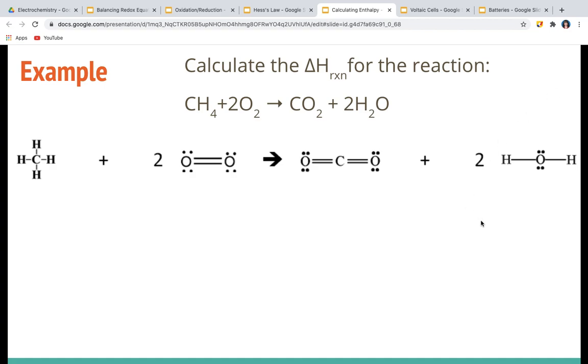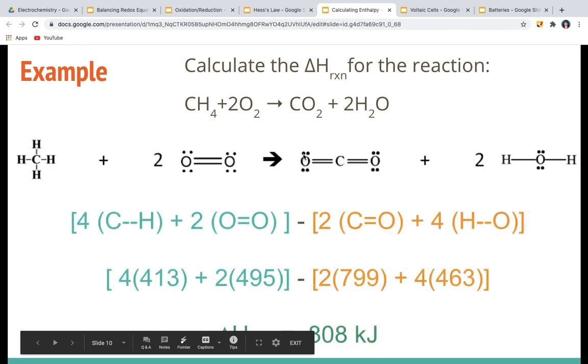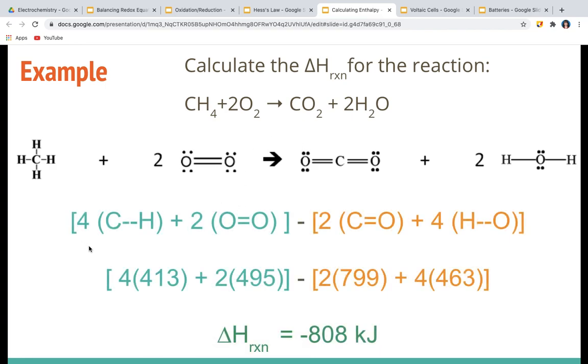Okay? So remember, we're going to do bonds broken. So the bonds that have to be broken are on the reactant side. And then we're going to subtract from it bonds formed. So here's what the work looks like. We have 4 CH bonds that end up getting broken and 2 oxygen-oxygen double bonds that are broken. We're going to subtract from that 2 carbon-oxygen double bonds, right, because there's 2 of them in 1 carbon dioxide, and then there's 4 oxygen-hydrogen bonds because we have 2 molecules of water, and each one of those has 2 hydrogen-oxygen single bonds.